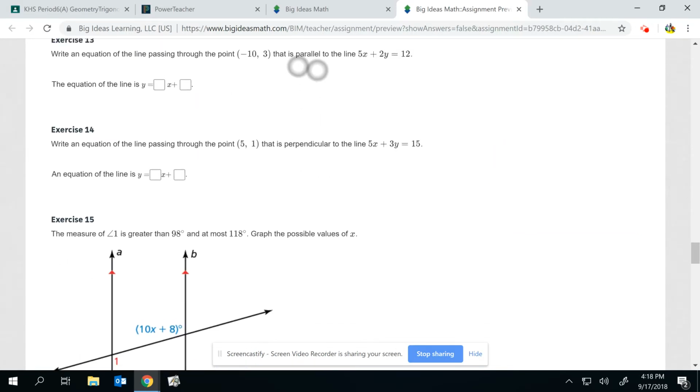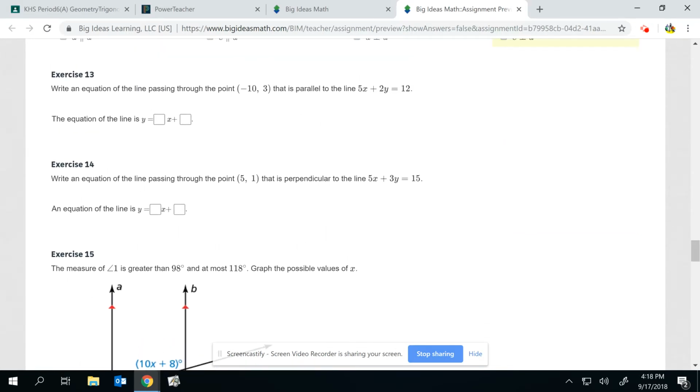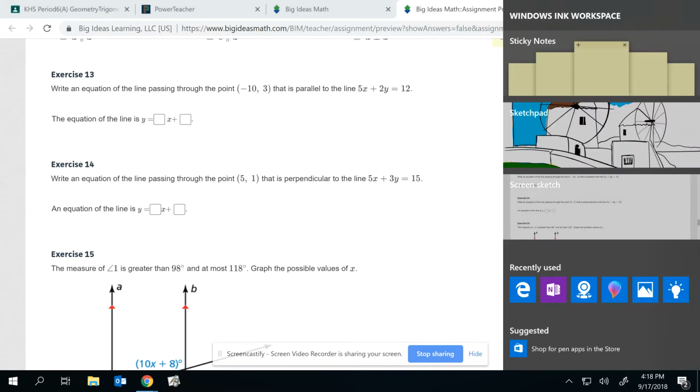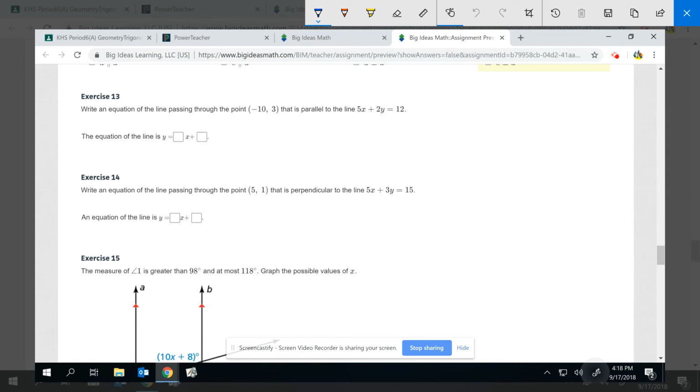Write an equation of a line passing through the point and going parallel to that line. So we need the same slope. So first we should find this slope. We get 2y equals negative 5x plus 12. And then if you divide everything by 2, y would equal negative 5 halves x plus 6.